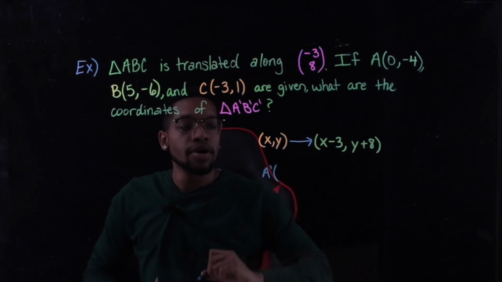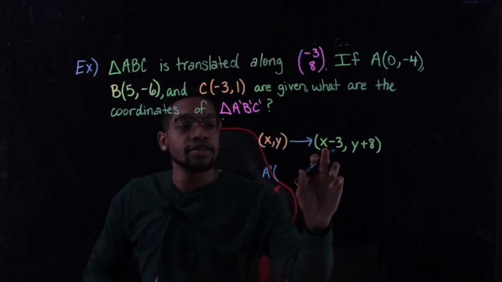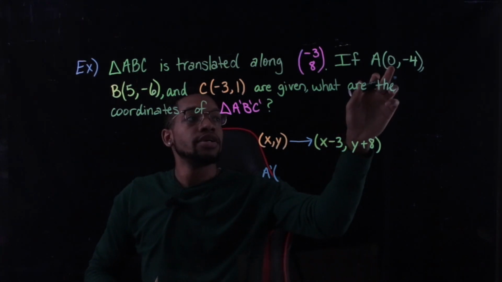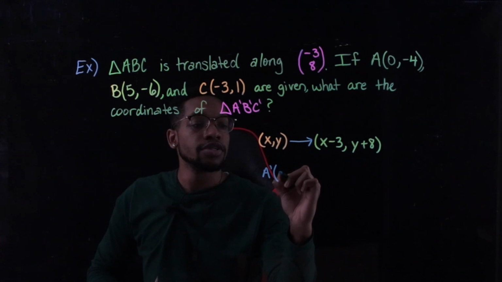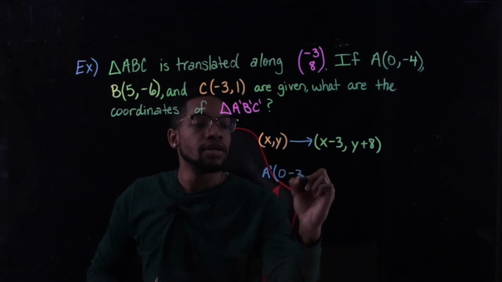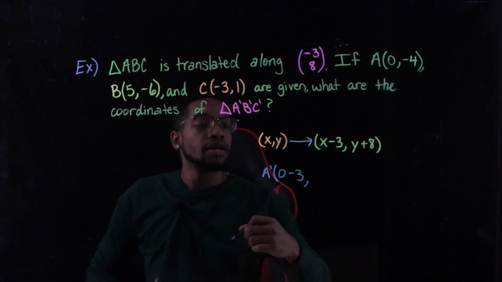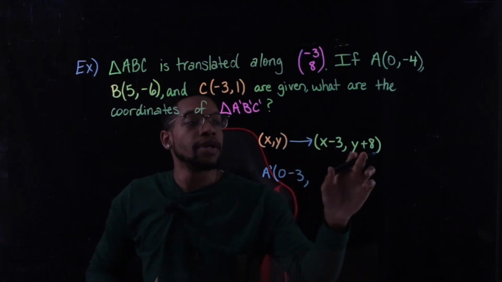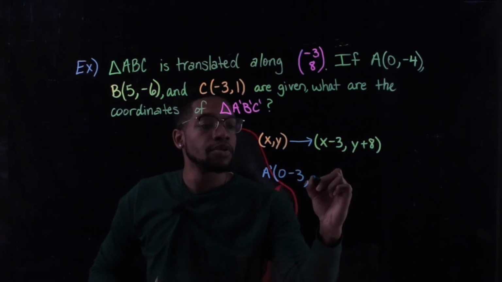Our coordinates of A prime are gonna be the original X minus 3. So 0 minus 3, which is gonna give me -3. And then for the Y coordinate, I'm gonna add 8. So it's gonna be -4 plus 8.